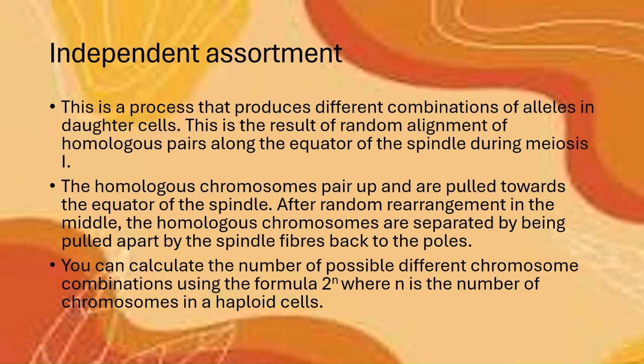So after random rearrangement in the middle, the homologous chromosomes are separated by being pulled apart by the spindle fibers back to the poles. And you can calculate the number of possible different chromosome combinations using the formula 2 to the power n, where n is the number of chromosomes in a haploid cell.